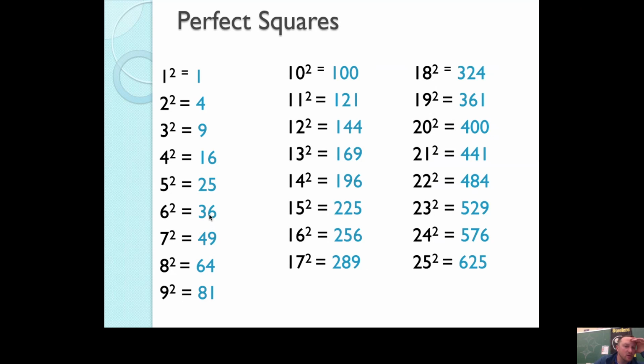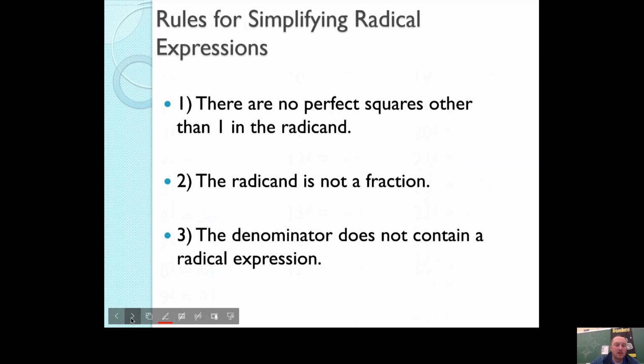49 doesn't go into 52, 36 doesn't, 25 doesn't. 16, I'm not so sure, so I'm going to do 52 divided by 16, and it gives me a decimal, so that doesn't work either. I'll do 52 divided by 9, because that's the next perfect square. That gives me a decimal. How about 52 divided by 4? That looks good. 52 divided by 4 gives me 13.